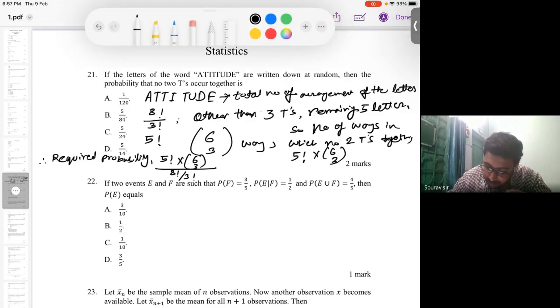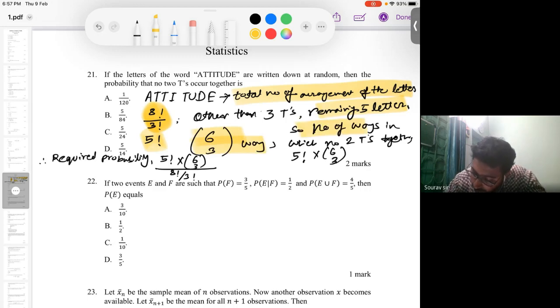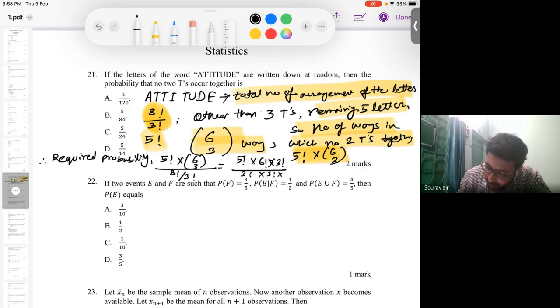So in this problem, at first we determined the total number of arrangements of the letters. Then, other than 3 T's, the remaining 5 letters can be arranged in these ways. So the number of ways in which no two T's are together is this, and the total required probability will be this. If you solve this, you will get 5 factorial into 6 factorial into 3 factorial divided by 3 factorial into 3 factorial into 8 factorial, and the answer will be 5 by 14. So the answer is option D.